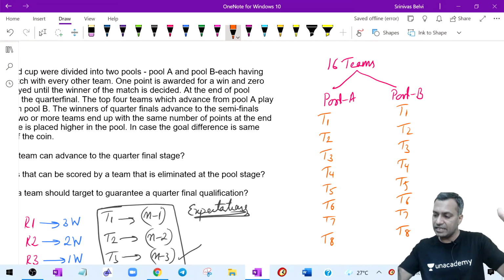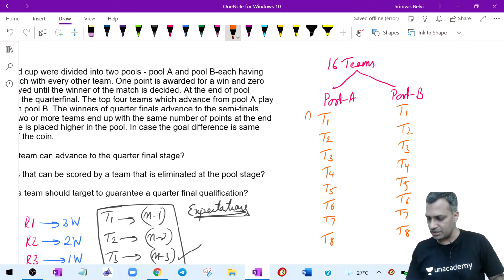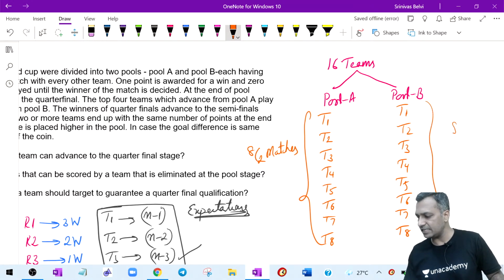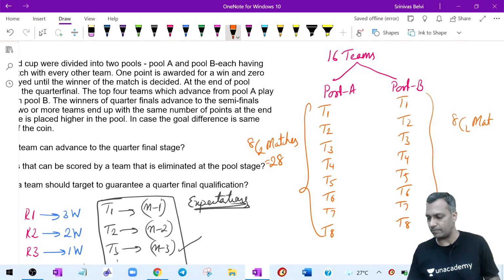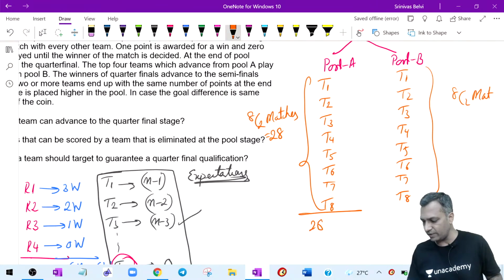And then every team will play against every other team, which means there will be 8 C2 matches in this one particular group. Similarly, there would be 8 C2 matches here as well. Both sides, there would be 8 C2 matches. So what is 8 C2? 8 C2 is nothing but 8 into 7 divided by 2. That is nothing but 28 matches. Therefore, there are 28 matches.